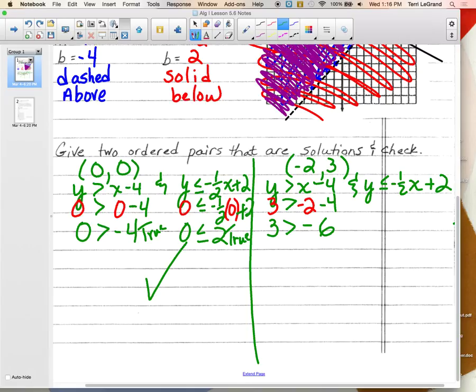For that first one, did you get 3 is greater than negative 6? Is that true? Is 3 greater than negative 6? Yes. Okay. How about this one now then?